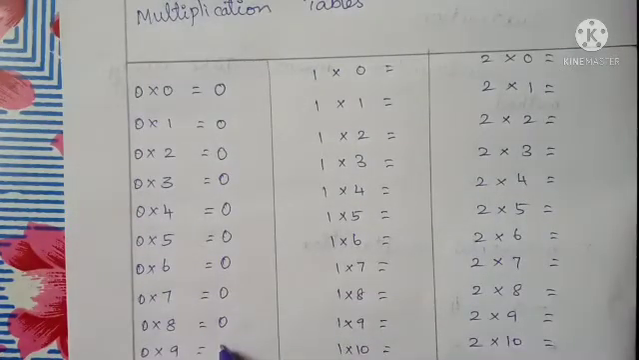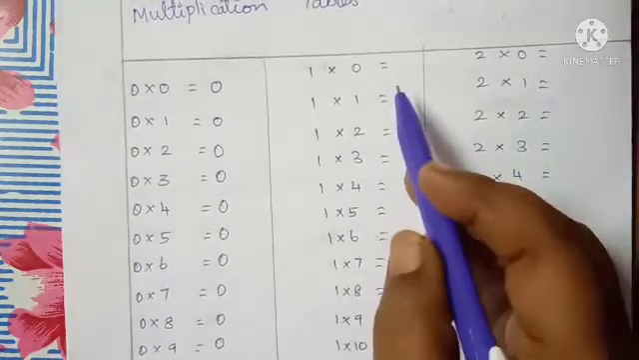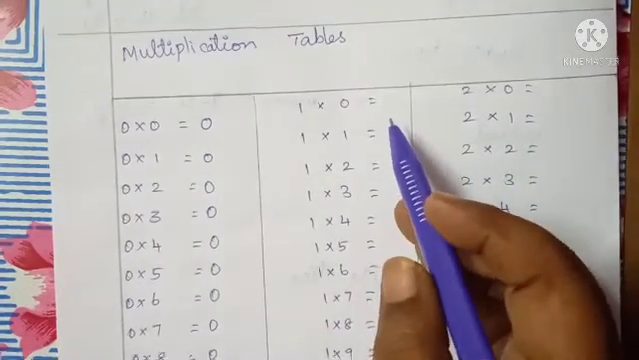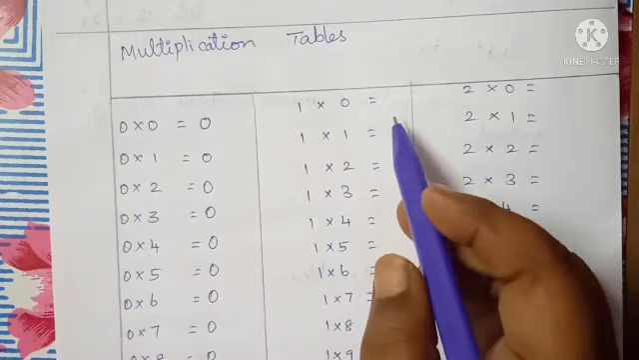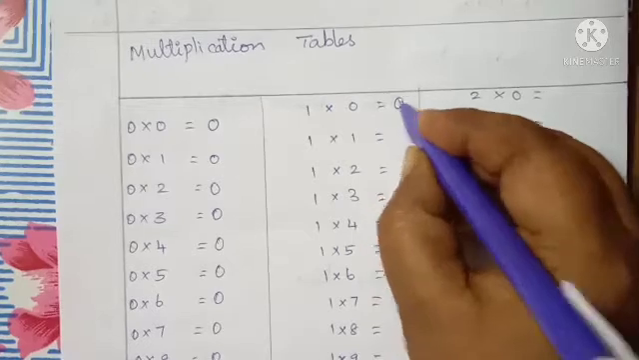8 zeros are 0, 9 zeros are 0, 10 zeros are 0, 11 zeros are 0, 12 zeros are 0. But when you use the 1 table, you get the same number. So 1 multiply 0, 0.